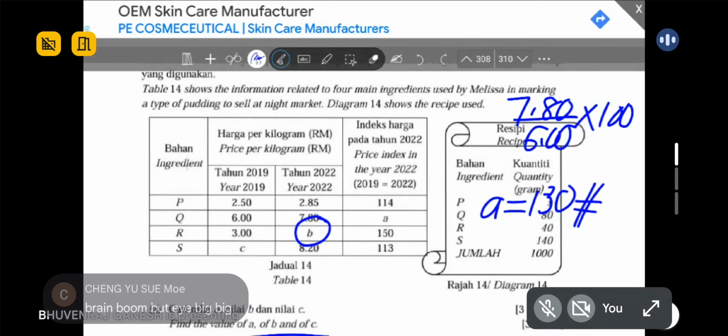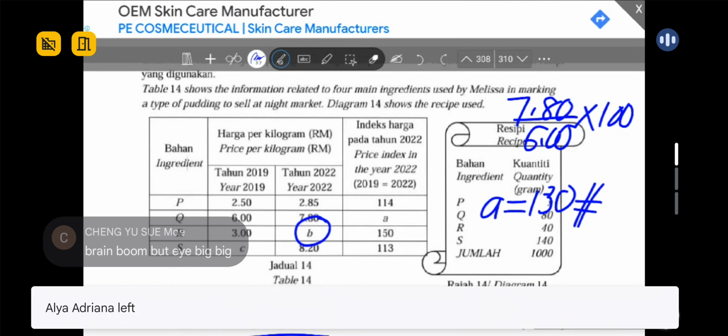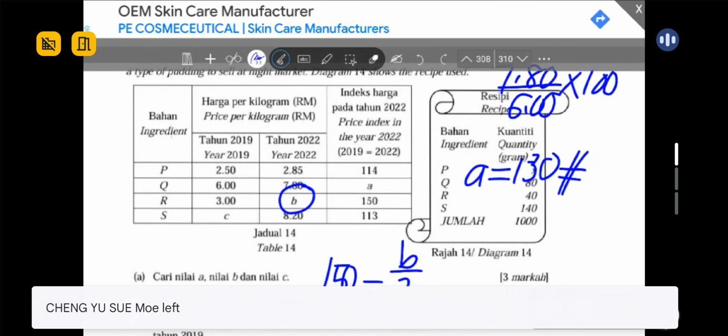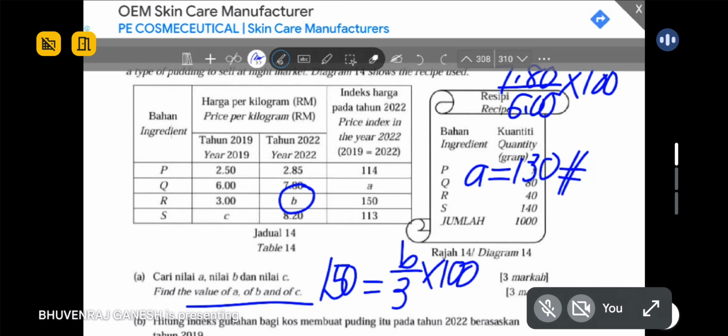Okay, and then B value. Macam mana cari nilai B? Make sure your I maintain big. Okay, so now B value 150 equal to B over 3 times 100. Am I right? Guna rumus. So you guys can solve for B. Selesaikan. So 150 over 100 times 3. So your B value should get 4.5.